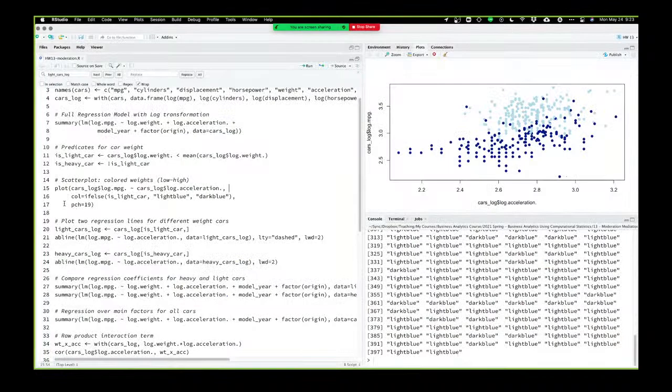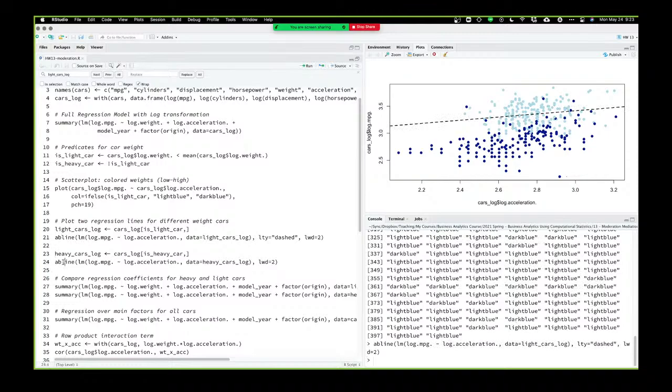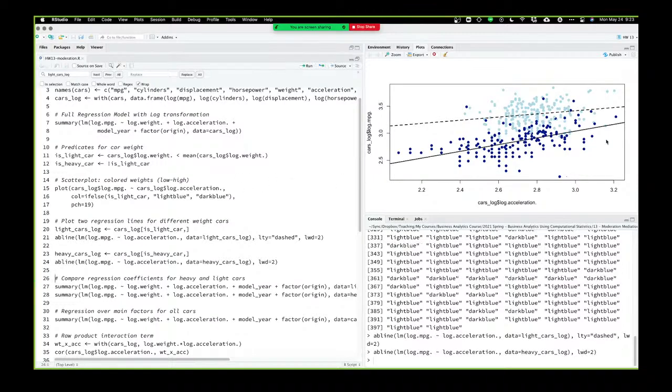Let me move on. I've already split the cars into light and heavy categories. So now I'm just going to draw an AB line with the linear regression of log miles per gallon regressed over log acceleration. Let me draw that on screen. And that's for the light cars, and this is for the heavy cars. And you do notice here a slight difference in the slope of log acceleration and log miles per gallon for the light cars and heavy cars.